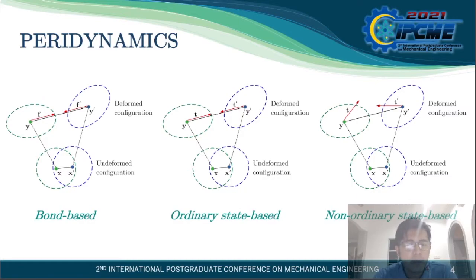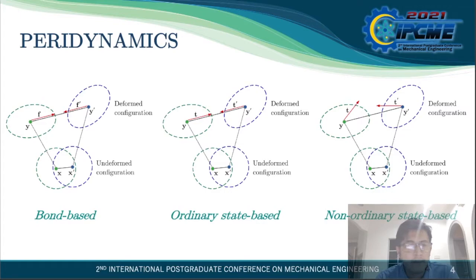So bond-based peridynamics theory is a peridynamic concept that is concerned with pairwise interactions of material points. If you look at the figure on the left, the forces between two material points are in the same direction and also of the same magnitude. Now we move to the middle figure, the force density vectors for ordinary state-based, the force density vectors having unequal magnitudes, while being parallel to the relative position vector in the deformed state.